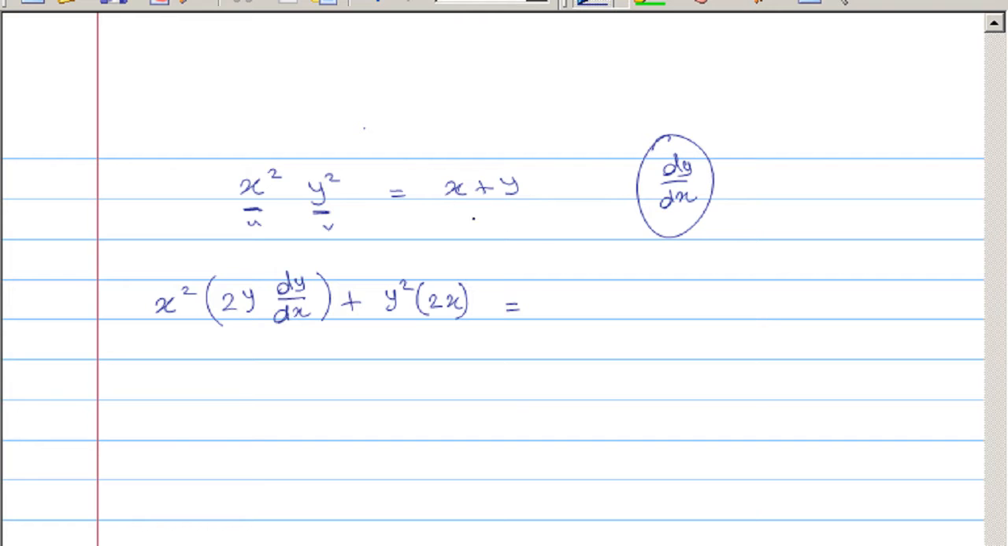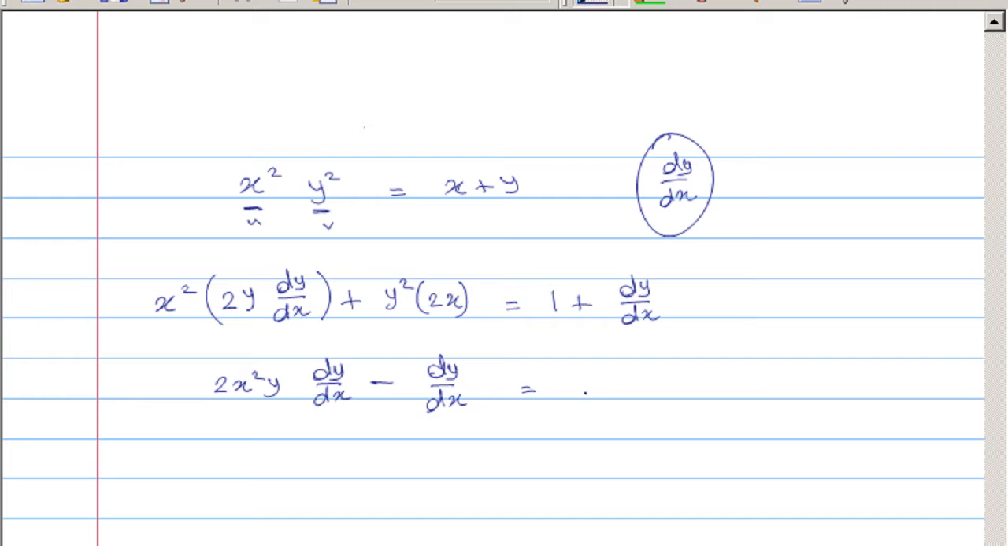And that would be equal to, differentiating the right hand side, I would get 1 plus differentiating the y term, that gives 1 dy over dx, or I could just write that as dy over dx. And if you want to make dy over dx the subject, then you would get 2x squared y dy over dx. Bring this dy over dx term to the left hand side, so that becomes minus dy over dx. And that's equal to 1 minus 2xy squared, that's bringing this term to the right hand side.